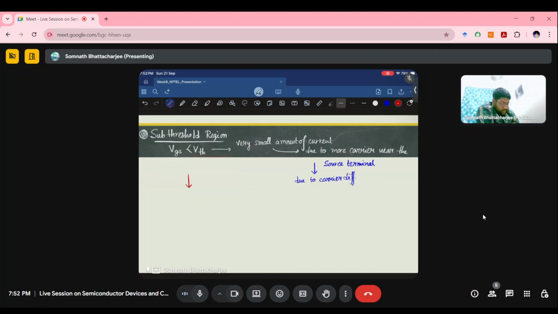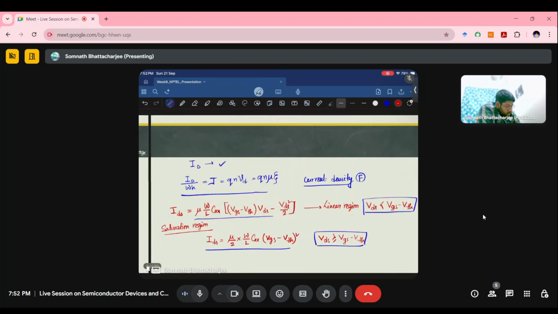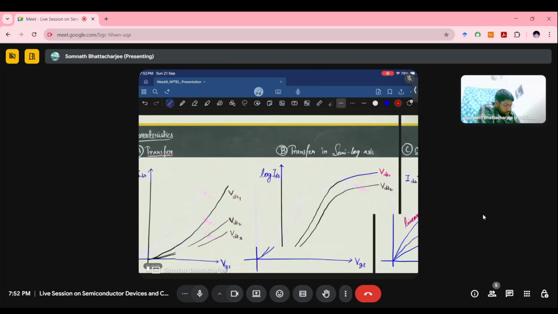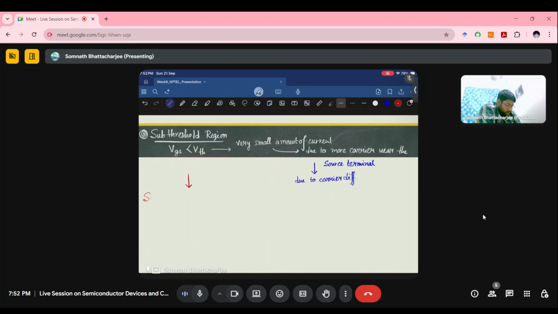So now in this subthreshold region, we have a few important parameters. The last parameter we learned was current density, right? So the next parameter we need to understand is the subthreshold swing, or the SS.